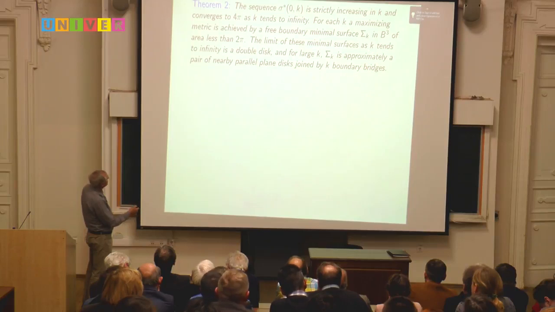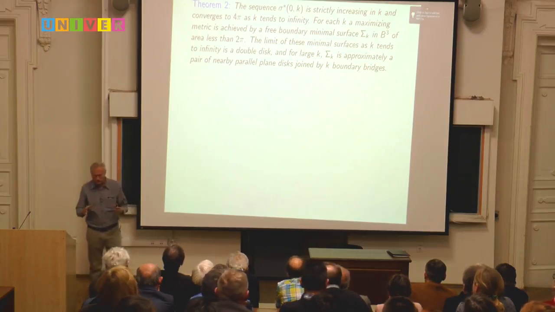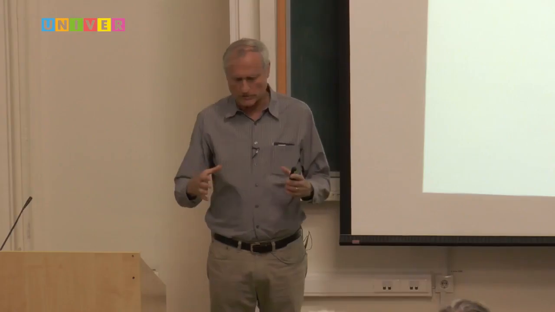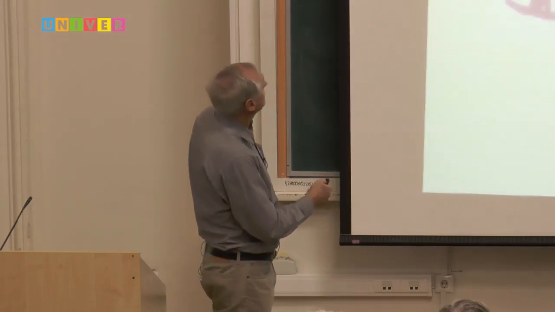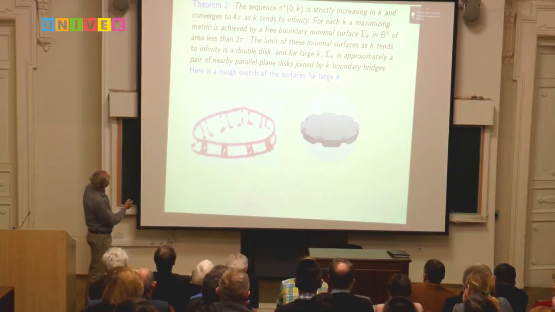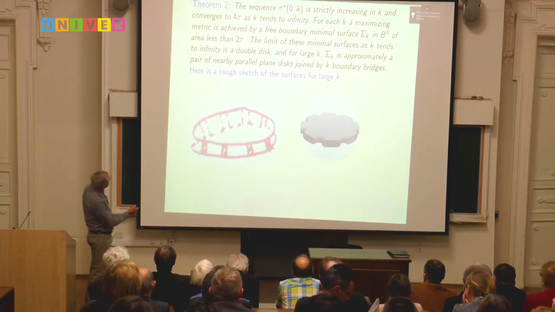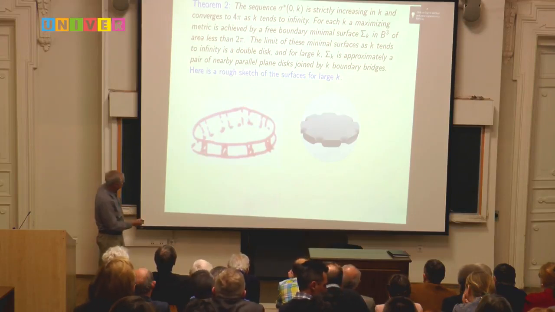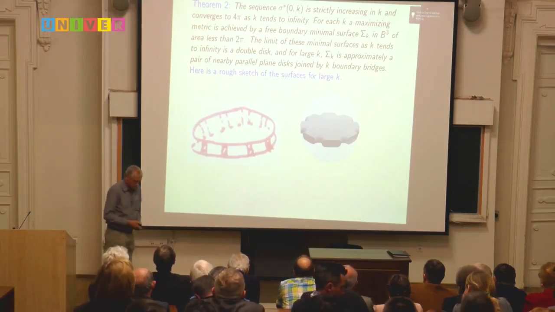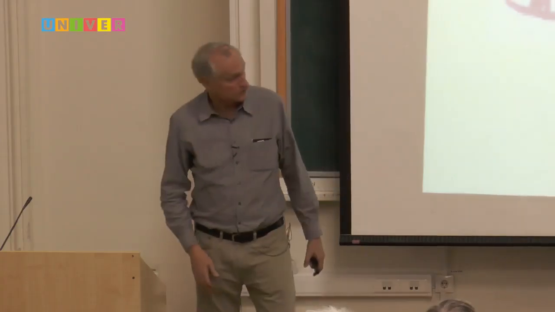And the limit of these numbers, sigma star of 0, k, it turns out all of the numbers are between 2 pi and 4 pi. They're strictly increasing, and they converge to 4 pi at infinity. So the limit as k tends to infinity is a double disk. This is a rough picture. This is a computer drawn picture which doesn't really have anything to do with the problem. It's just an artist's rendition.